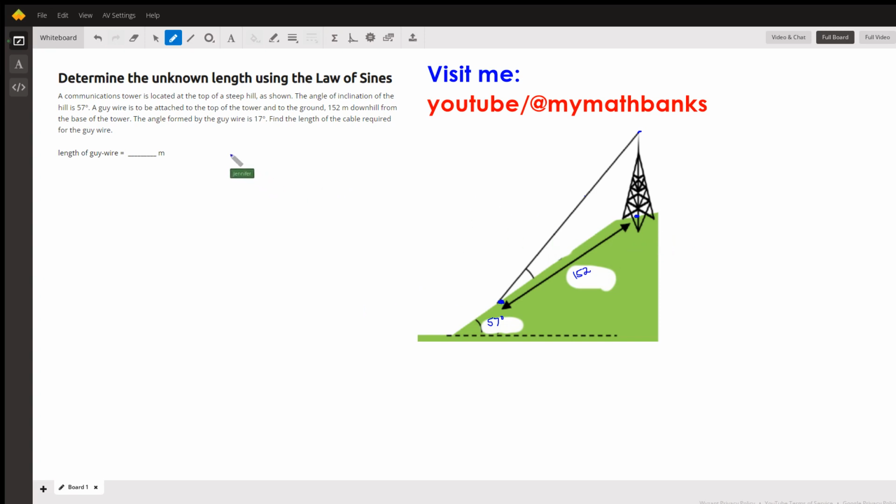The angle formed by the guide wire. So I assume when they say formed by the guide wire, I'm assuming guide wire with the ground and not with the tower. That's my assumption. And this is 17 degrees. All right, so find the length of the cable. So this is how long this cable is.